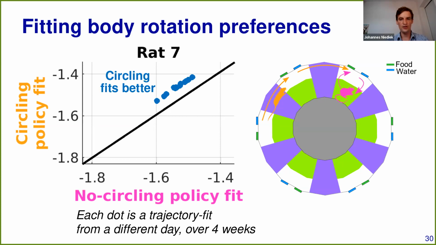We created one model where it's optimal to do circling, and one model where it's optimal to do back and forth. And we computed goodness of fit for a lot of trajectories to each of these models. And it turns out that in the first 4 weeks of training, the circling model always fits the animal's behavior better than the no circling model.